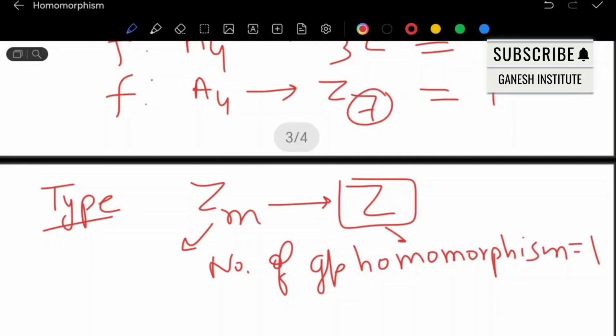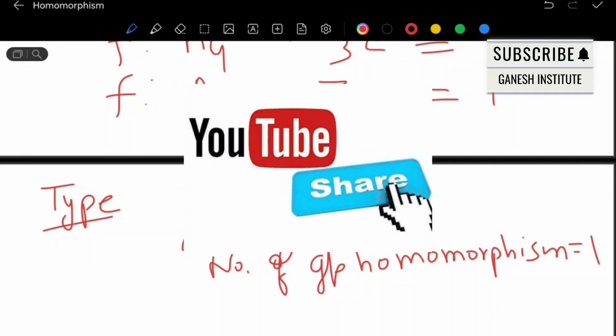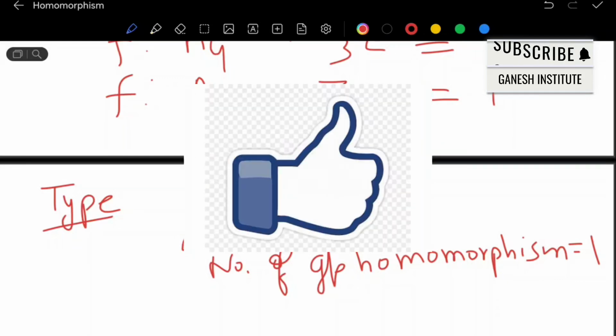Okay. So this is how you can apply these tricks to the questions given in the examination and solve for the number of group homomorphisms. Okay. Hope you have understood something.